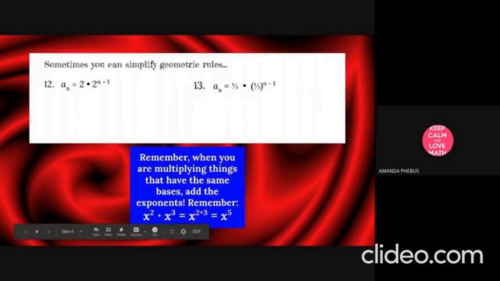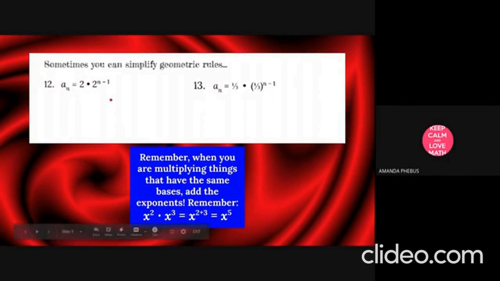All right, let's look at simplifying now. You can simplify some of the geometric rules. You're only going to be able to simplify right now if you have the same bases. So remember that if we have the same bases, we add the exponents. So remember how we had x squared and x to the third, and we wanted to multiply them, so we added the exponents together and we got x to the fifth. The same thing happens in these examples.